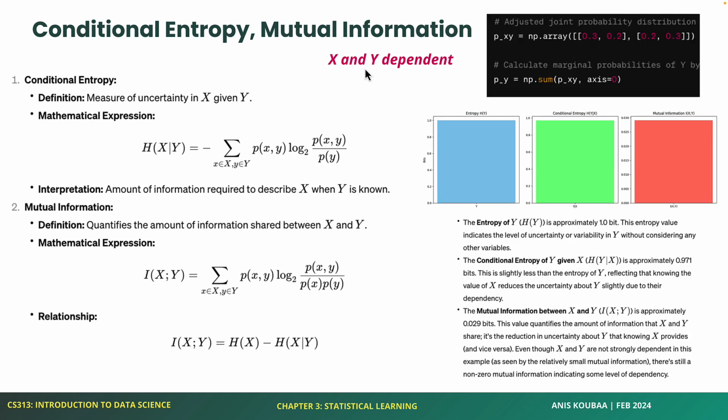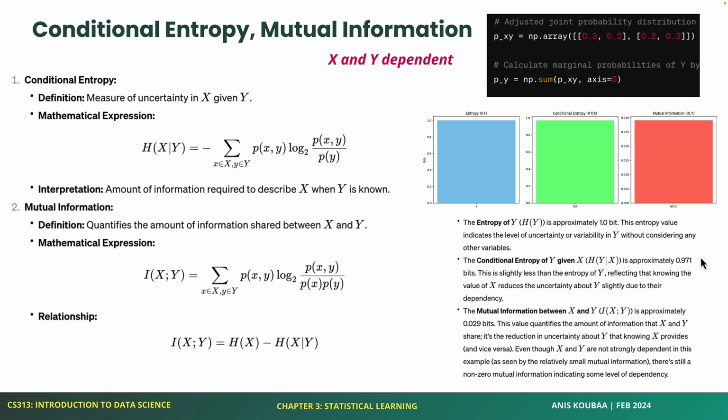Now let's consider some kind of dependency between X and Y. Here we're going to assume the joint probability equal to 0.3, 0.2, and 0.2, 0.3. We can calculate P(y) as the sum over the x-axis. That will give the marginal probability of Y, which will be 0.5 and 0.5. In this case, the entropy of Y is equal to 1, because we have 0.5 and 0.5. Now, the conditional entropy will be slightly smaller than 1, 0.971.